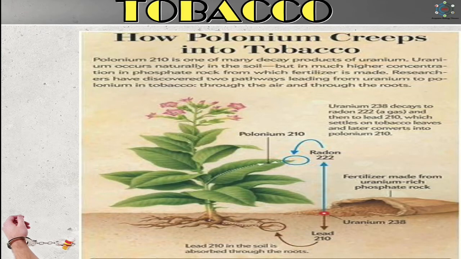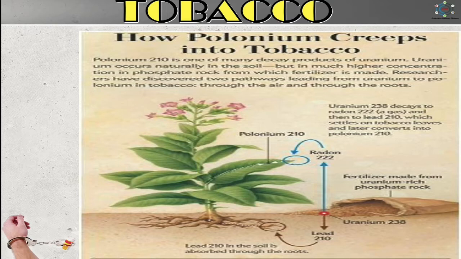Now, how does polonium creep into the tobacco? Where does polonium come from? Some tobacco plants are grown using fertilizers that contain a mineral called apatite. Apatite contains a radioactive element called radium which can eventually decay into polonium 210. But tobacco plants can also absorb radioactive elements directly from the air around them.